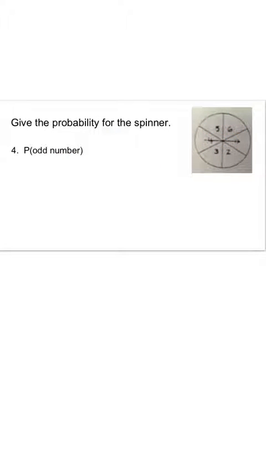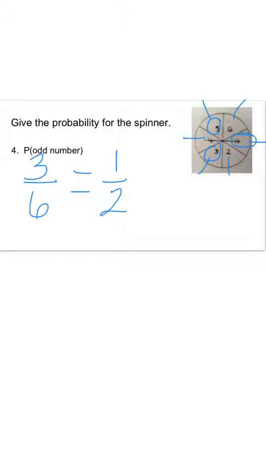Number 4, what is the probability of spinning an odd number? Again, when you go to make your fraction, you look at the total number of chances. 1, 2, 3, 4, 5, 6. 6 goes on the bottom. The odd numbers are 1, 3, and 5, so there are 3 different odd numbers that go on the top. Again, you have a fraction that can be reduced. So there's actually a 1/2 probability of spinning an odd number.